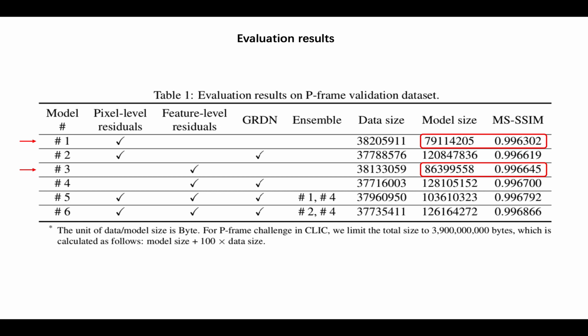It can also be observed that our feature residual coding brings significant performance gain with a slight increase in decoder size. Compared with GRDN, our proposed method is more efficient and more lightweight. And the performance gain of GRDN is rather small on the model with feature residual coding, which demonstrates the effectiveness of our residual coding method.